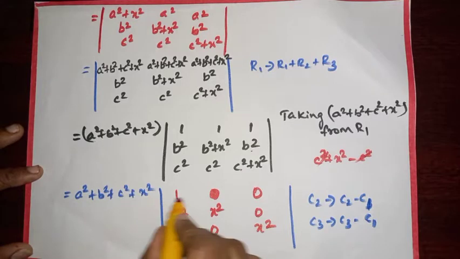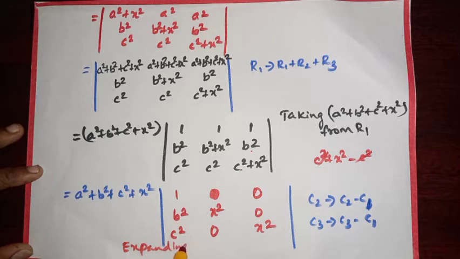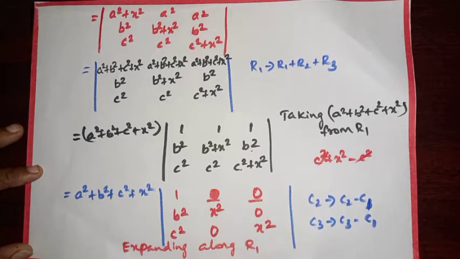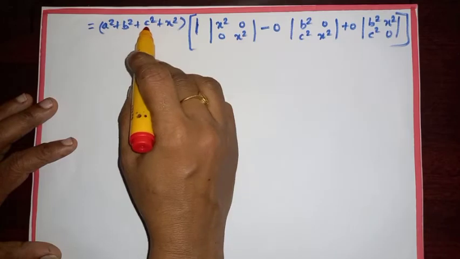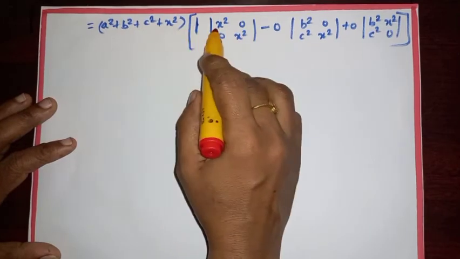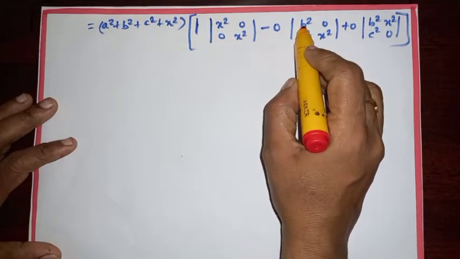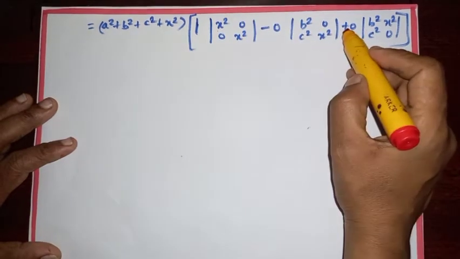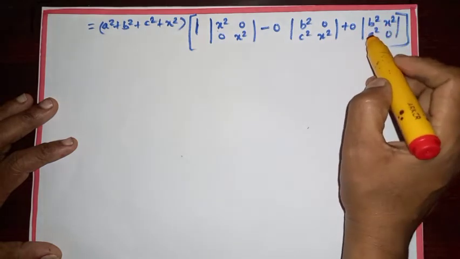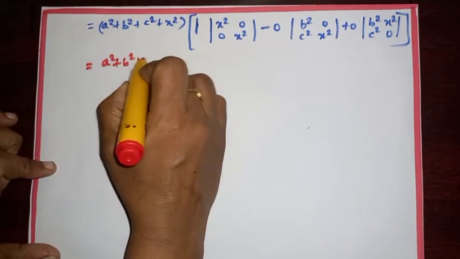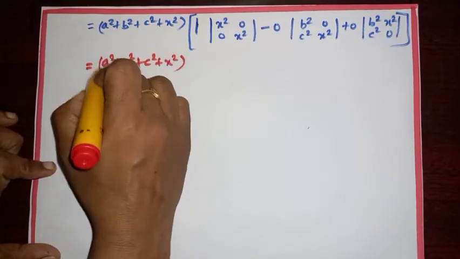Now I am going to expand along R1, because we have two elements as 0. Which is equal to A square plus B square plus C square plus x square, 1 of 2 cross 2 matrix x square 0, 0 x square, minus 0 of 2 cross 2 matrix B square 0, C square x square, plus 0 of B square x square, C square 0, which is equal to A square plus B square plus C square plus x square.